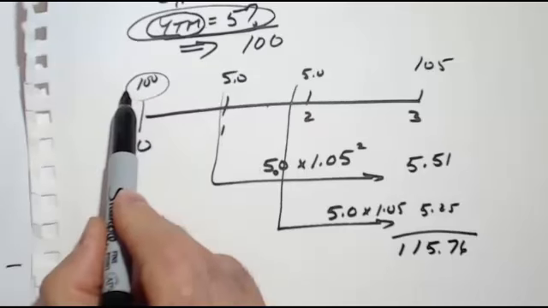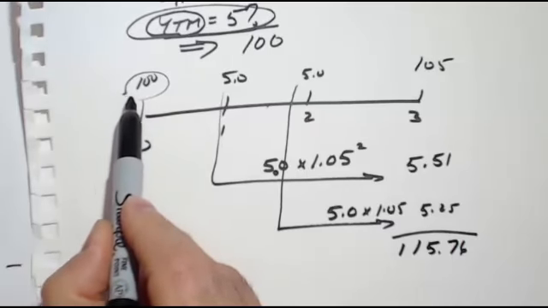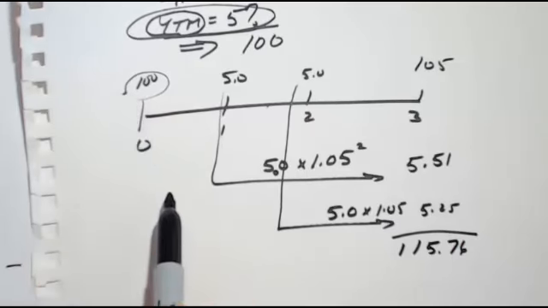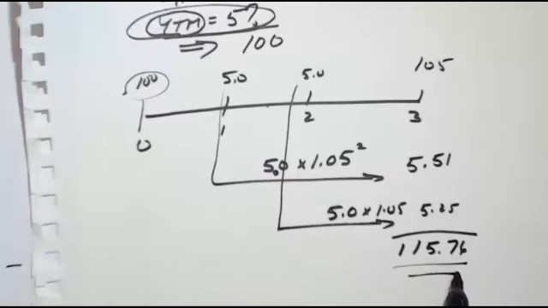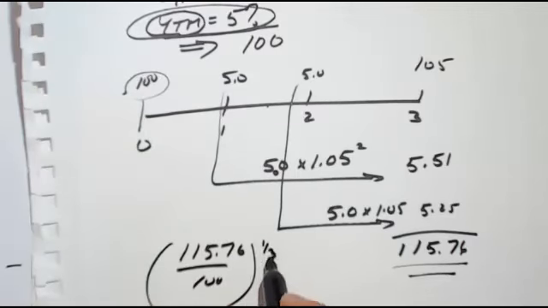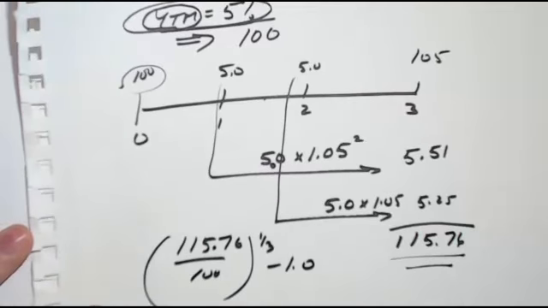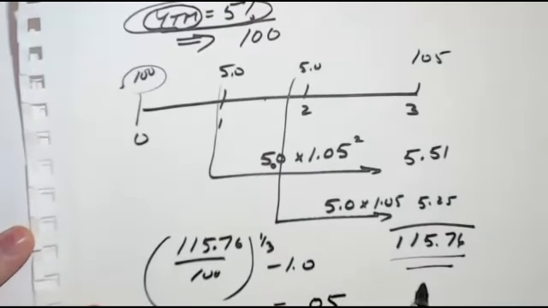So, what is the yield you just earned? You plop down $100 to buy this bond. You accumulated over the 3 years $115.76. What is the yield on that? Basically, I'm asking what is the return on that? And it turns out that this equals 0.05, 5%.